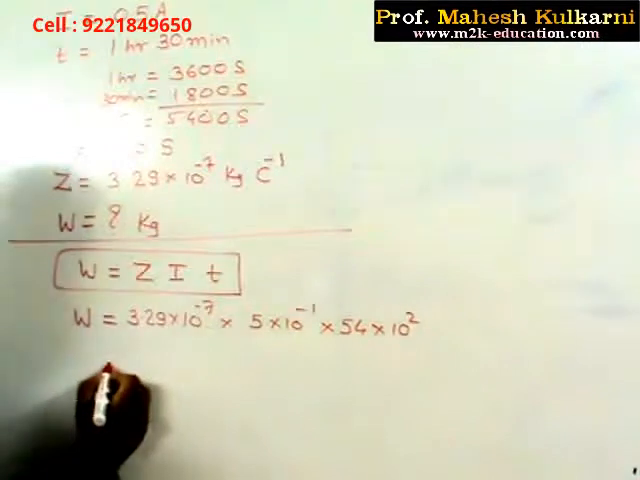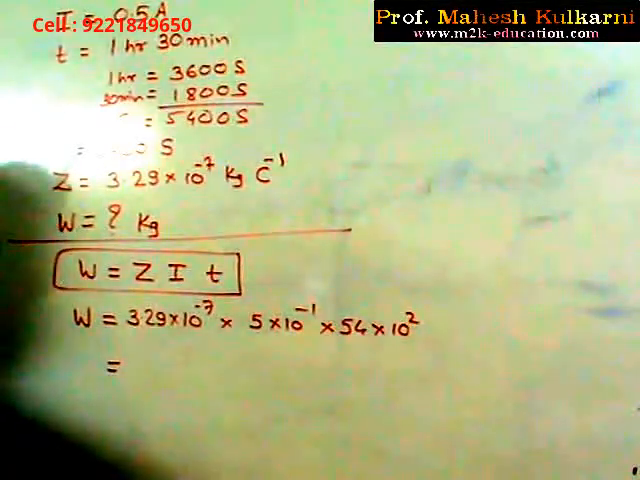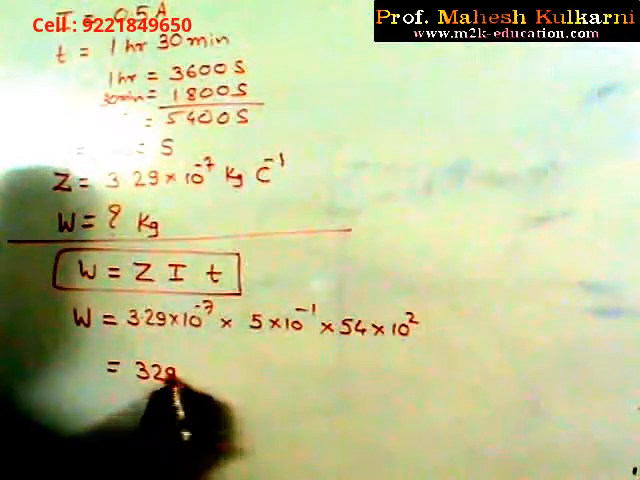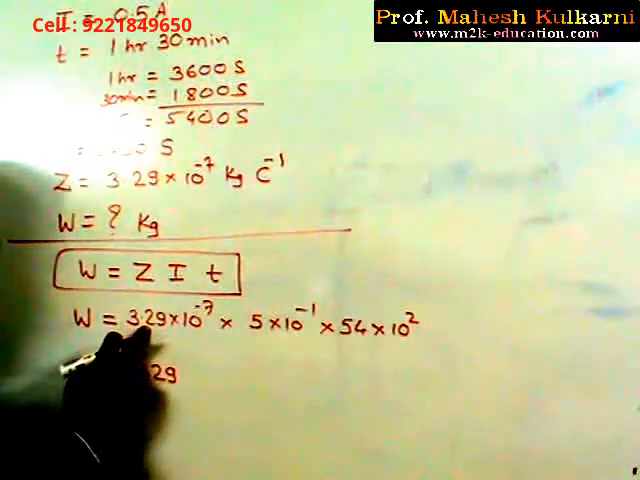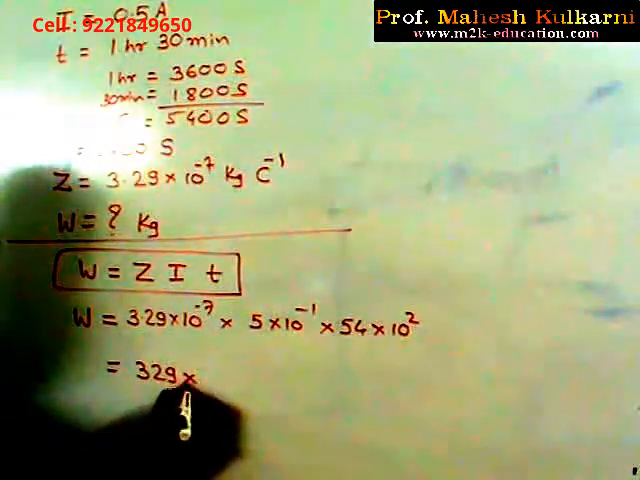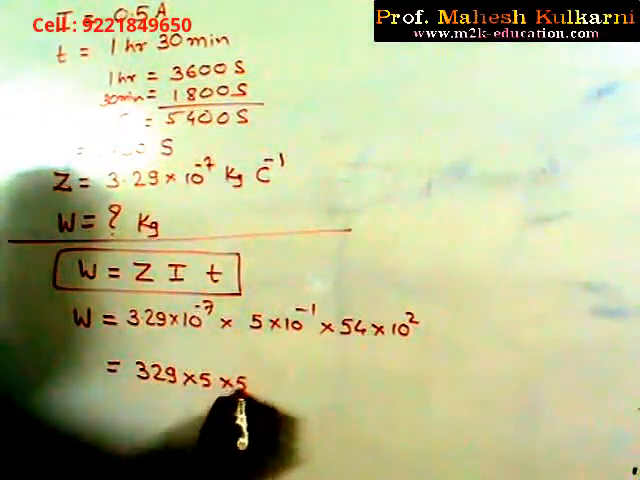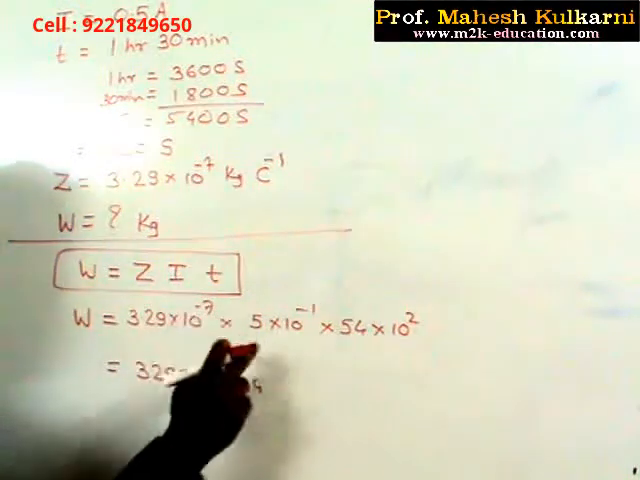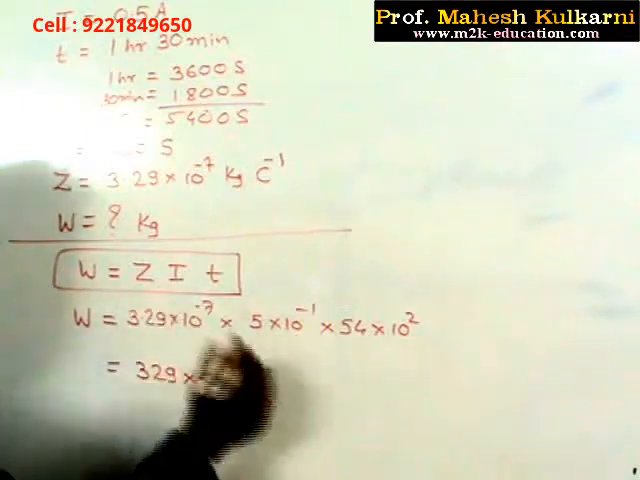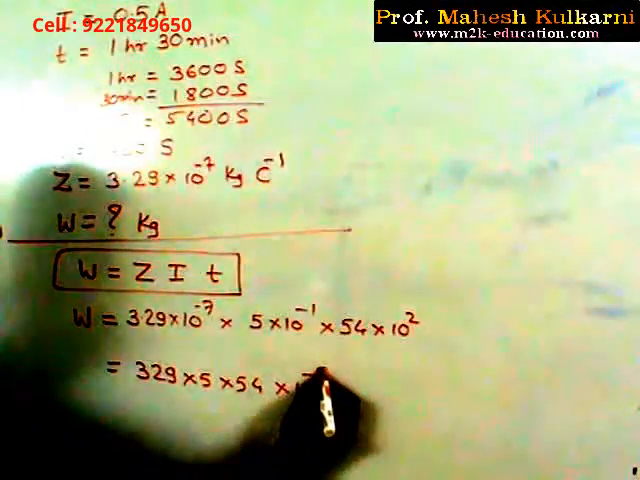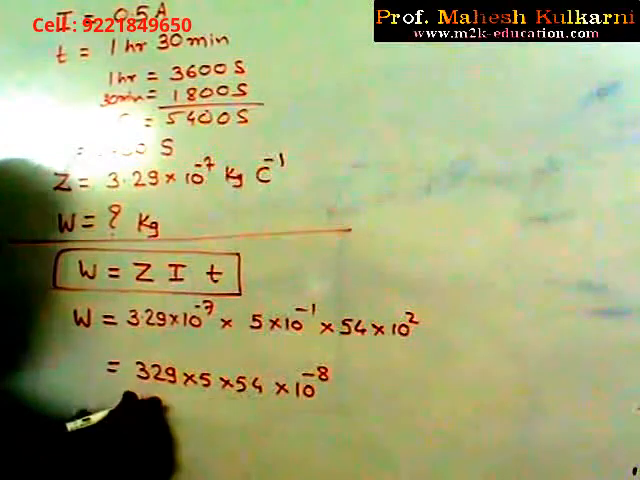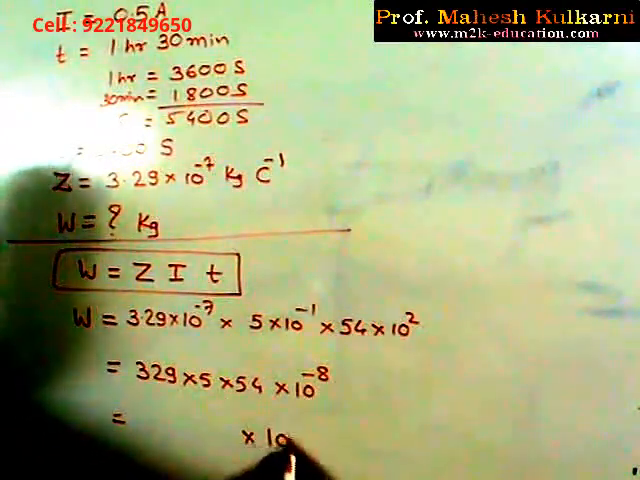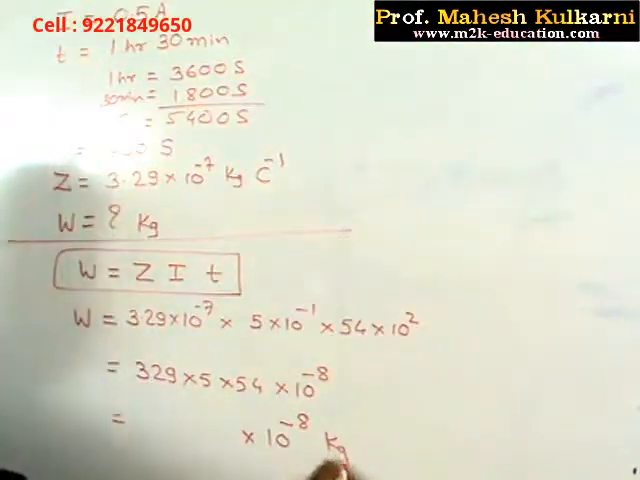So the simple thing is that we have to carry out this calculation only. So I can consider this 329 and 10 raised to 2, I can match over here. So 329 into 5 into 54. The 10 raised to 2 I am converting here as 329. Then this is 10 raised to minus 1 into 10 raised to minus 7, so that will be 10 raised to minus 8. Now the simple thing is to carry out this calculation. Whatever that calculation is, multiply by 10 raised to minus 8 kg.